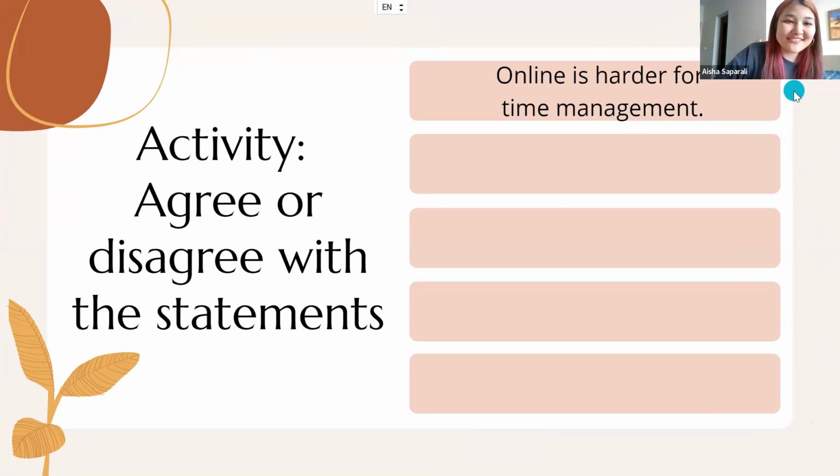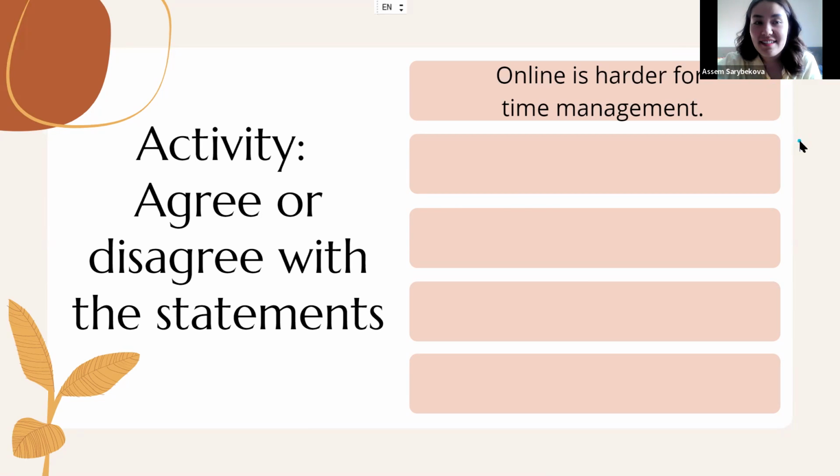I guess some of these answers were mentioned before. The first one: online is harder for time management. Agree or disagree? I disagree. For me it's easier for time management because, again, there's no time for commuting, just sitting in your room working on the projects. Good, good. I also disagree. When you study online, you can do other things that are offline. Good, both disagree.